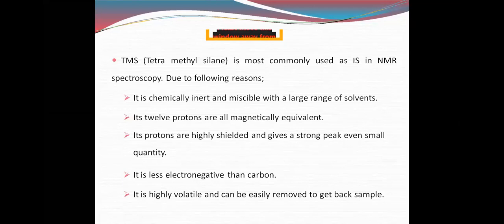And it is less electronegative than carbon. It is very important that silicon has less electronegativity than carbon. It is also highly volatile, so it can be easily removed from the sample. These are the merits of TMS, tetramethylsilane. That's why it is considered an internal standard, IS, used as an internal standard for NMR spectroscopy. Students, I think you got the point of why TMS is used as an internal standard in NMR, because of these qualities.